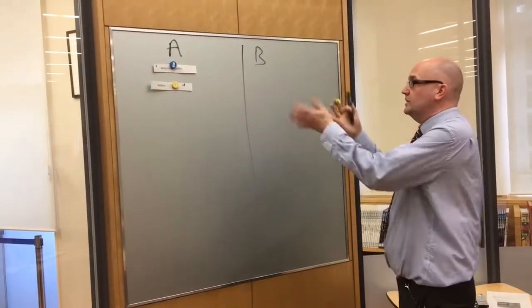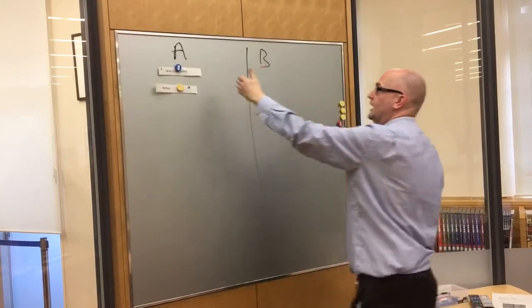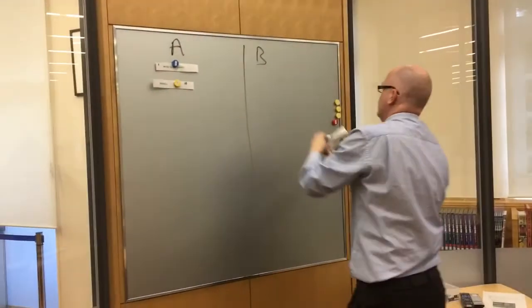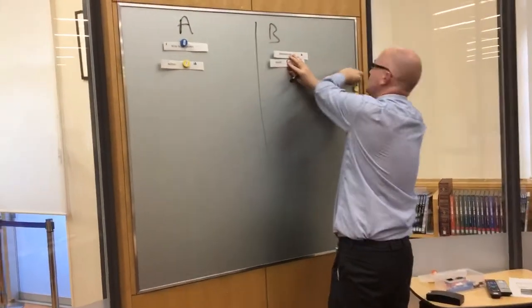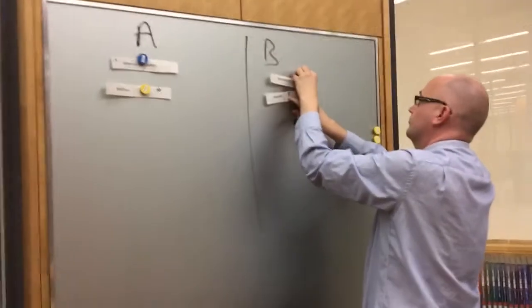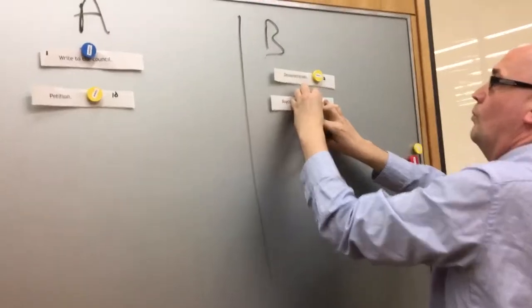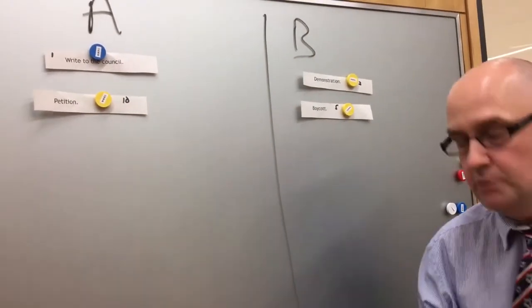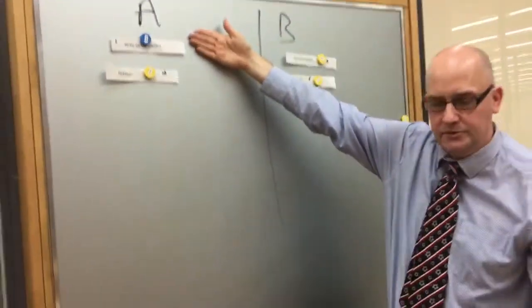So what I could do are many things. I could, first of all, get each group here. Another example here is, let's say another group have gone for demonstration and boycott. And the obvious thing to do is I could ask each group to come and justify why writing to the council is the best.